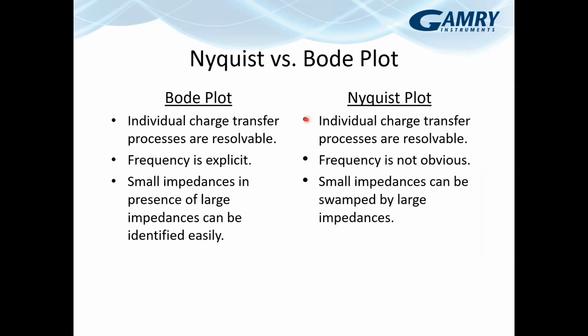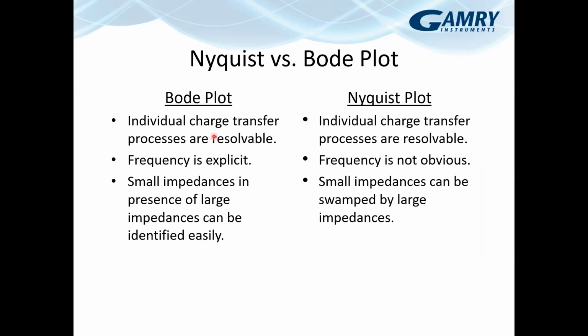Both the Bode and Nyquist allow you to resolve individual charge transfer processes. Bode has a slight advantage in that frequency is explicit. If you want to know exactly what frequency something is at, you can see it on the Bode plot. It is not obvious on the Nyquist plot.